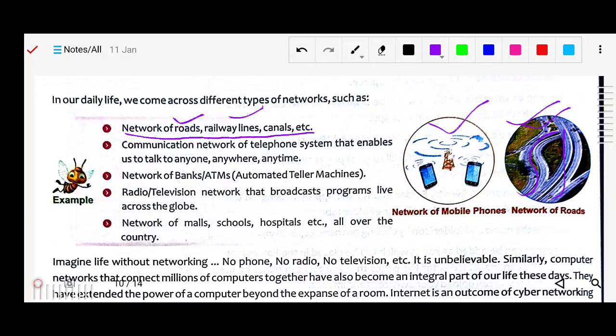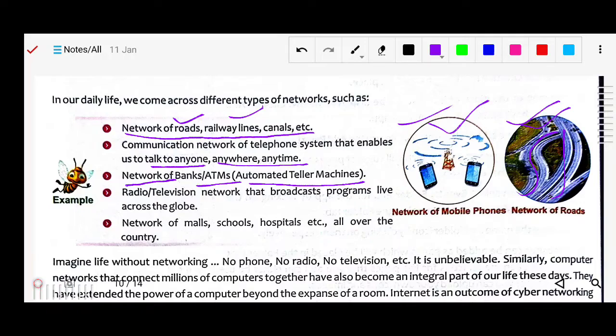Like communication networks, the telephone system that we use for calling. So this is how we talk to anyone, anywhere, anytime. It is possible because of the phone network, the telephone network. Like a network of banks, ATMs, automated teller machines. There are so many ATMs you have seen. So these are networks.